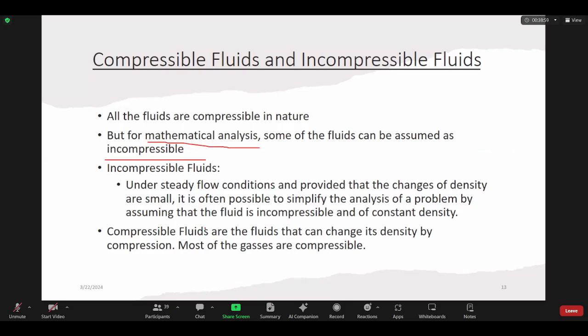Compressible fluids are fluids that can change their density by compression. Most gases are compressible.